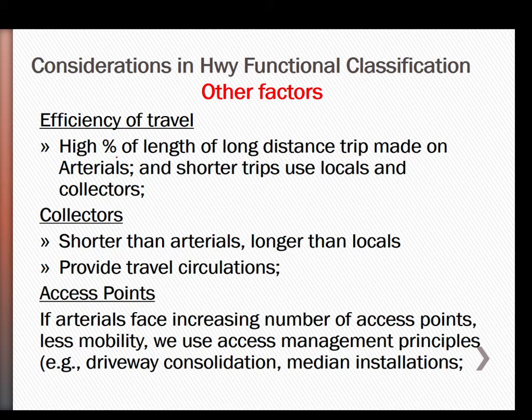When we consider the highway functional classification, other factors might go in when we want to figure out what type of highway it is. Number 1, we can measure what we call the efficiency of travel. It's defined by the travel time or defined by the delay. In other words, a high percentage of long distance travel is made on arterials, and shorter trips use locals and collectors.